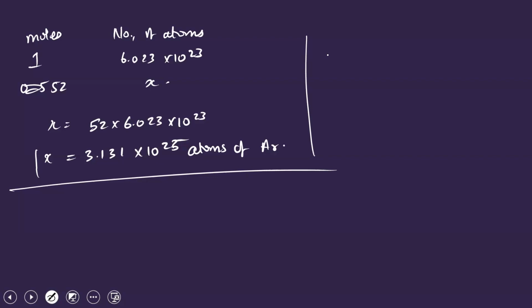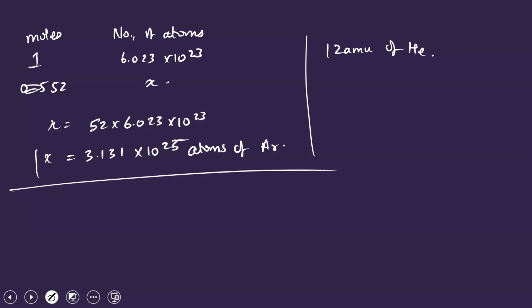Okay, so what do we have here? 3.131 into 10 to the power of 25 atoms of argon, right? This is முடிஞ்சிருச்சு. Next you have got 12 AMU of helium. இதுல how many atoms னு கேக்குறாங்க. அப்ப number of atoms க்கும் mass க்கும் relation பார்க்கணும். கரெக்ட்டா? இது எதுல இருக்கு? AMU ல இருக்கு. AMU னா யாருக்கு யூஸ் பண்ணுவோம்?